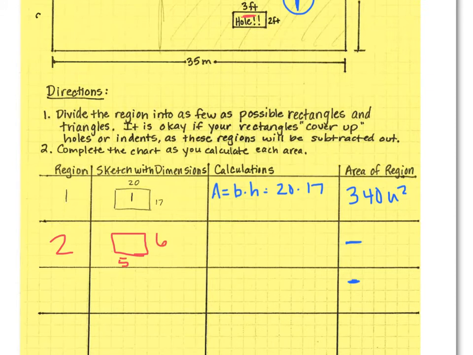Since they're all in feet, I'm just going to assume my answers are in feet squared. Okay, so rectangles again are base times height. So 5 times 6 is 30 units squared. And I'm subtracting that out because we overcovered it with region 1.